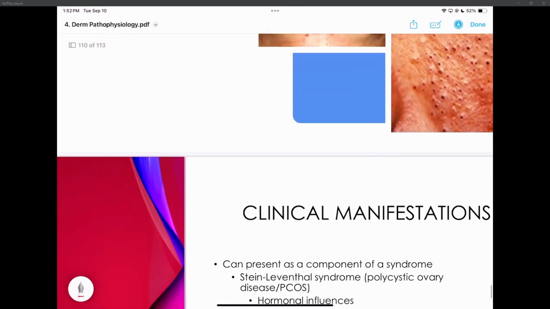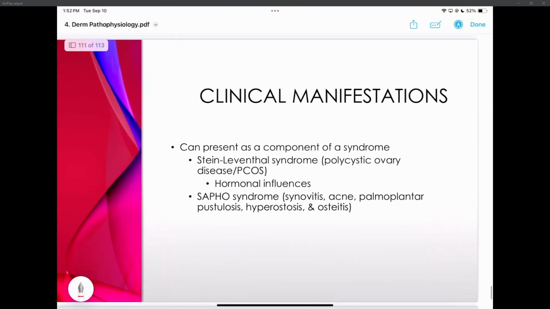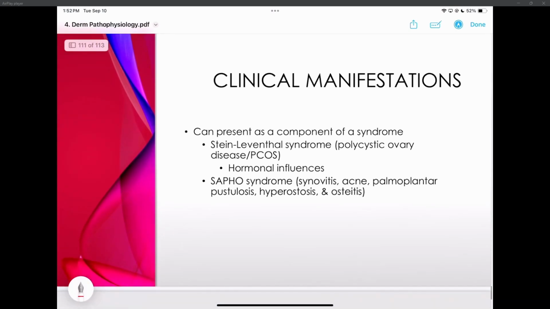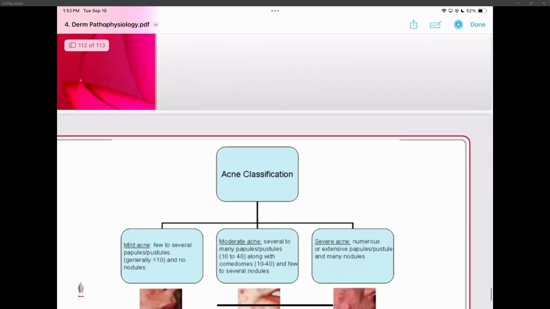So that's acne vulgaris. Clinical manifestations may present as a component of a syndrome. So Stein-Leventhal syndrome is really PCOS. Because of all the hormonal changes that are going on with PCOS, they get a lot of androgens forming. Also, this last one is SAPHO syndrome. Synovitis, here's your acne. You'll get this a lot more with derm. Don't worry about it for me. But again, just know that SAPHO syndrome can cause acne to form as well.